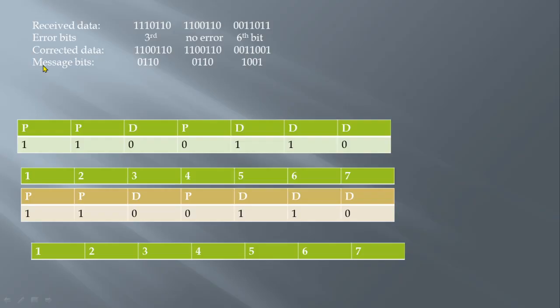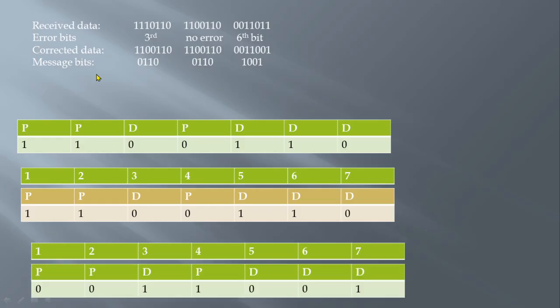If you write in the examination the received data, error bit positions, corrected data, and message bits clearly, then you will get full marks.